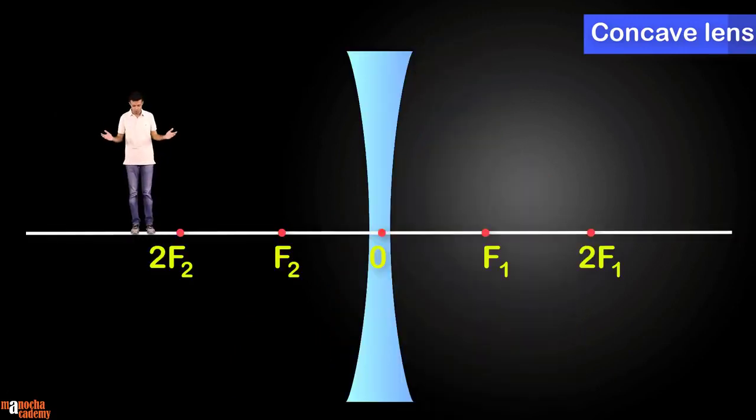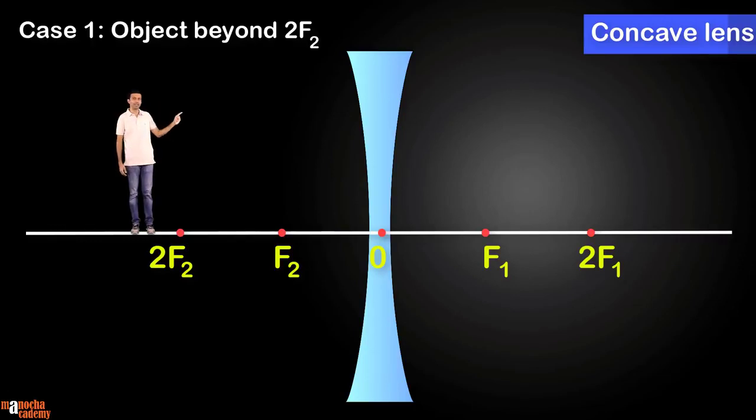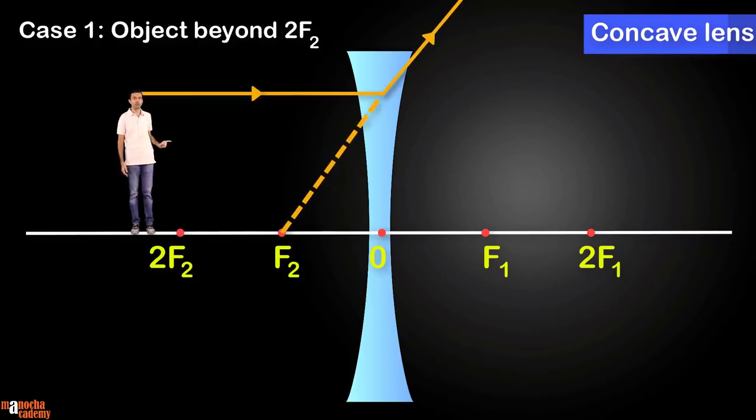Here I am on the principal axis at a certain distance from the concave lens. Again, we need to take the light rays from the top of the object. So from my head. Remember, we need to use 2 out of the 3 rules. For the first ray, let's use rule 1. The ray that is parallel to the principal axis, after refraction, if we extend the refracted ray backwards, it appears to come from the focus.